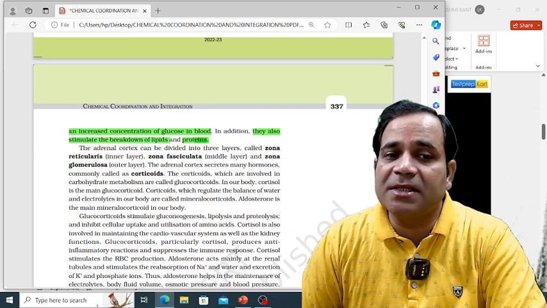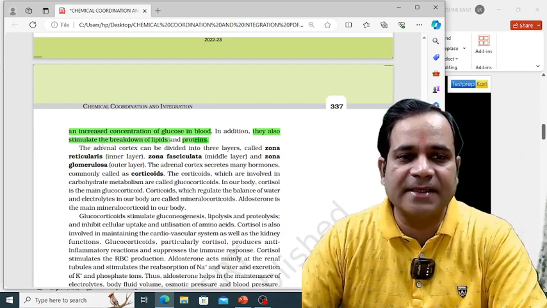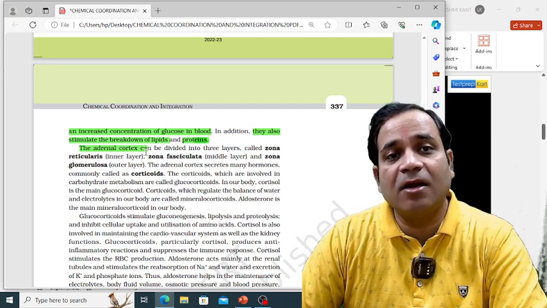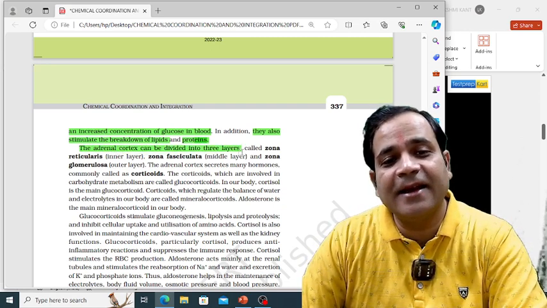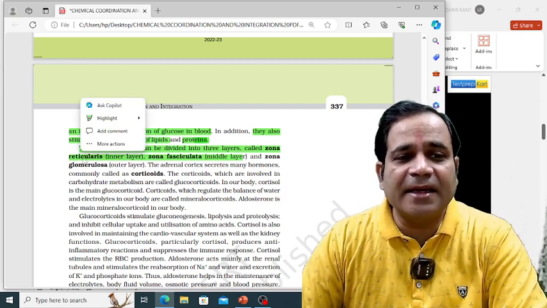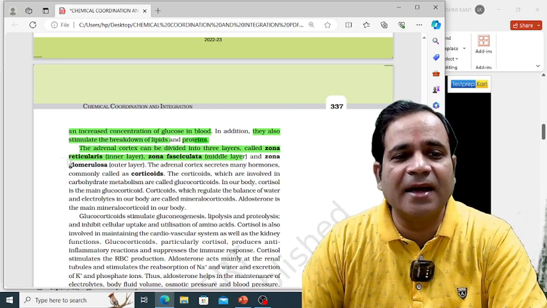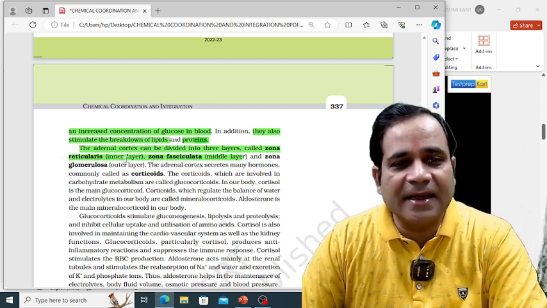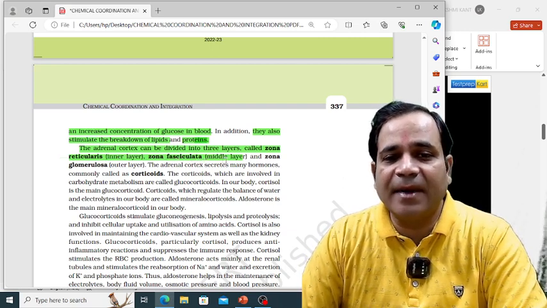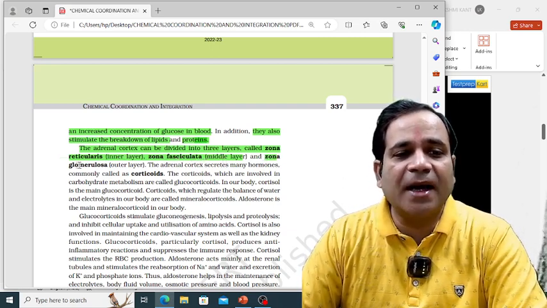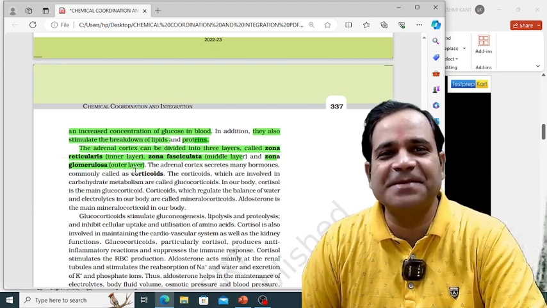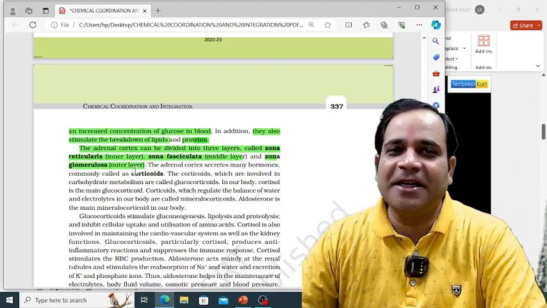Now it is time to understand the adrenal cortex, that outer region. The adrenal cortex can also be divided into how many layers? Three layers. That is zona reticularis, the inner layer; zona fasciculata, the middle layer; and zona glomerulosa, the outer layer. This is a very interesting point that you must keep in mind.